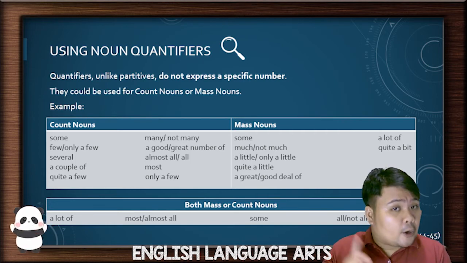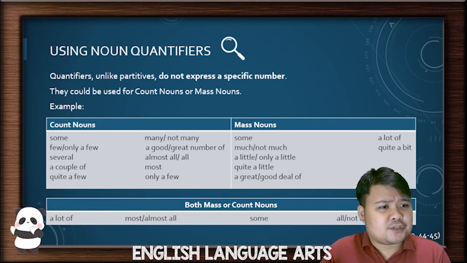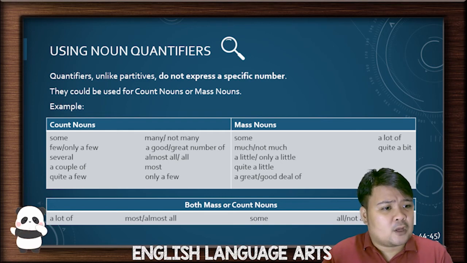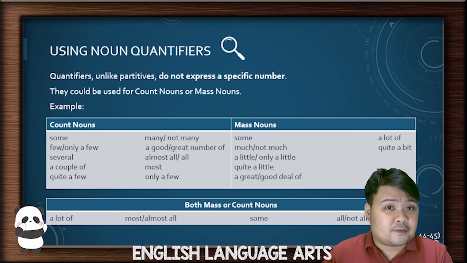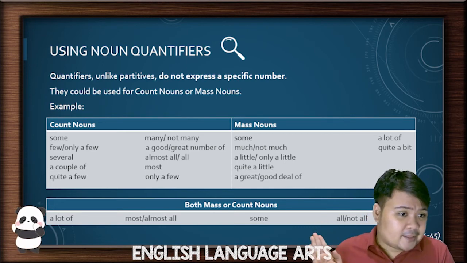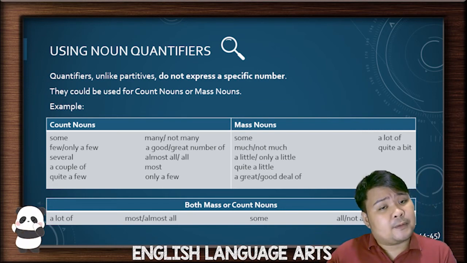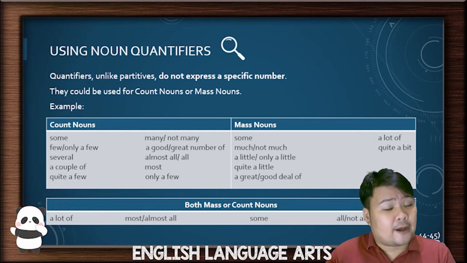Compared to mass nouns, where you have some, much, not much, a little, only a little, quite a little, a great or a good deal of, a lot of, quite a bit. You notice some of the words are the same. Some quantifiers can be used either for mass nouns or count nouns. It's fine. It's okay to use them.